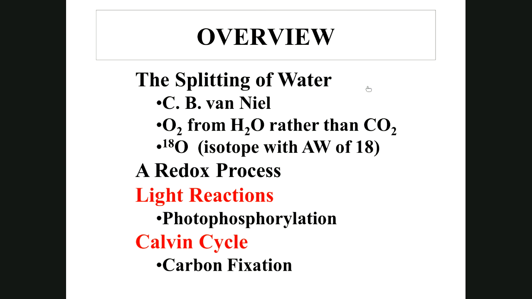Now the Calvin cycle does not require light. We used to call it the dark reactions, but the Calvin cycle does not use light. This is where carbon fixation occurs. Now the light reactions use water, and the Calvin cycle uses carbon dioxide. The two raw materials for photosynthesis are used independently.